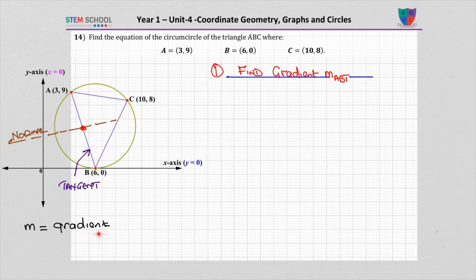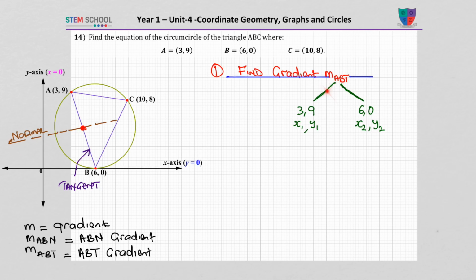M is referred to as gradient. M AB T is the gradient of line AB, which is a tangent. M AB N is the gradient of the normal to AB. Line AB has A with coordinate (3, 9), B with coordinate (6, 0). This is (x1, y1), because that's point 1, (x2, y2), this is point 2.